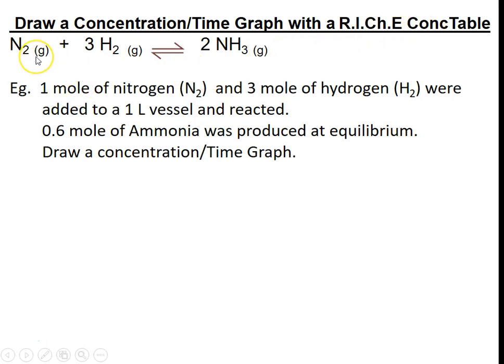Okay, so we're doing this example with the classic Haber process to make ammonia. So we've got one nitrogen, 3 hydrogens making 2 ammonia molecules.